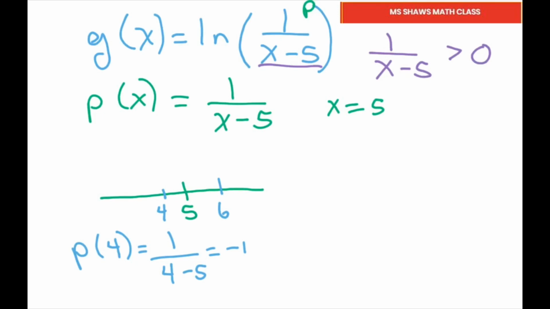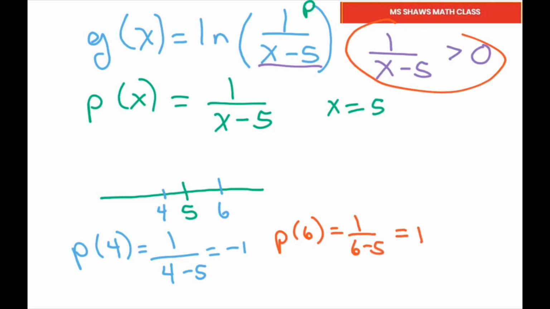Well, we can't have a negative in here. This has to be positive. So let's try 6. If I do P of 6, I get 1 divided by 6 minus 5, which equals 1. So that is positive. So this part works, this part doesn't work. Therefore, we're going to use our domain as all real numbers such that x has to be greater than 5, but it can't equal 5. So it's just greater than 5. If you put in numbers less than 5, it's not going to be positive. And that's it. Thank you. Have a nice day. Bye-bye.